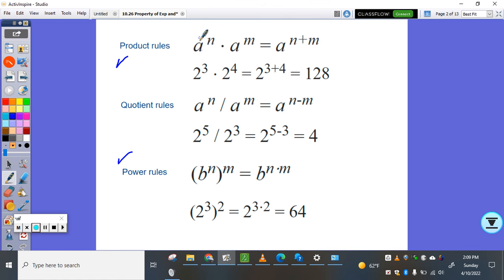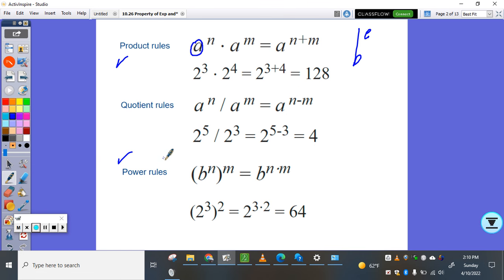All right. What this says is that if I have the same bases, think about an exponent for a second. If you have the base and you have the exponent up here, if I have the same bases and I'm multiplying them together, I'm going to add the exponents. So if I have 2 to the third power times 2 to the fourth power, that would be 2 to the seventh power, which would equal 128. And I'll explain that a little further here in just a second.